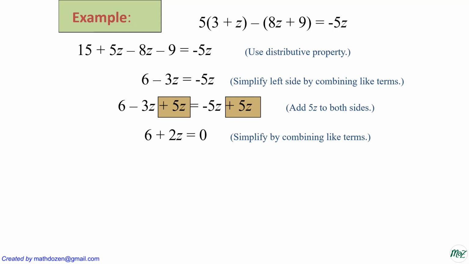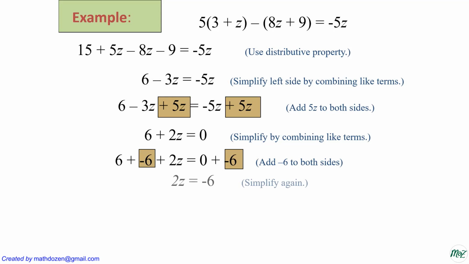Now we're going to use the addition property again and make sure that the number 6, because it doesn't have a variable next to it, is located on the right-hand side. So we're going to subtract 6 from both sides, also known as adding negative 6 to both sides. Both expressions are equivalently correct. Now we simplify again by combining like terms, and we see that the variable is on the left side and the constant term, which means it doesn't have a variable, is on the right-hand side.